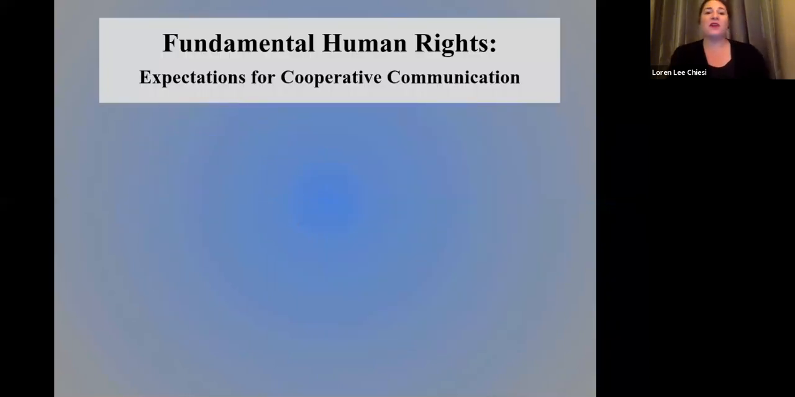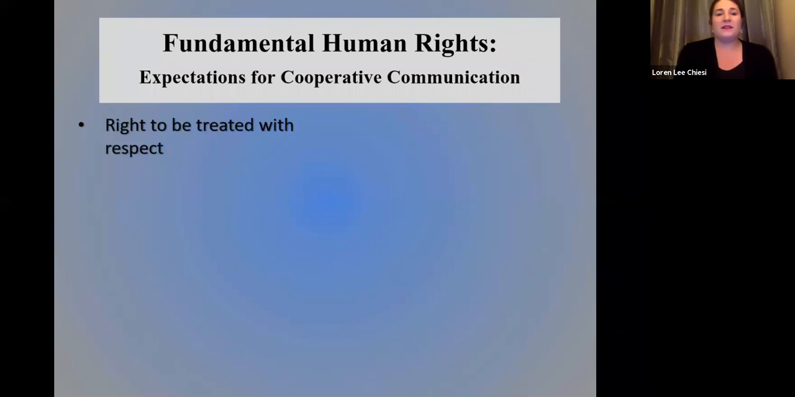The first thing I want to talk about is the fundamental human rights, because these are expectations we have for communication, how we expect to be treated, what we want others to treat us like, and how we can interact with other people. So one of the first ones is the right to be treated with respect. I think this is the foundation of effective communication, coming from a place where you're treating the person or the people you're talking to with respect.